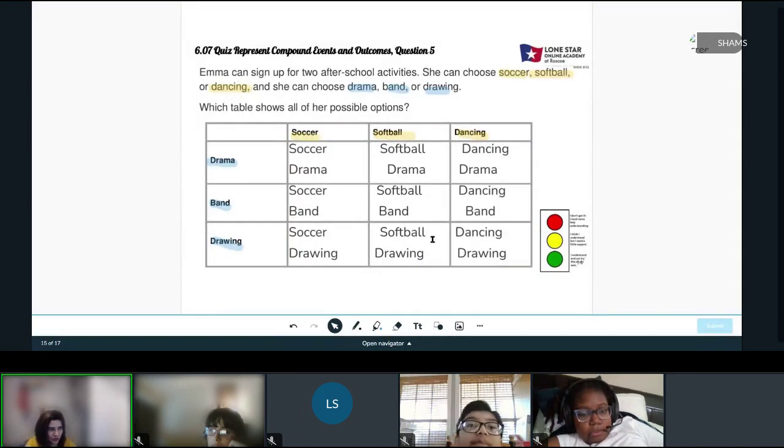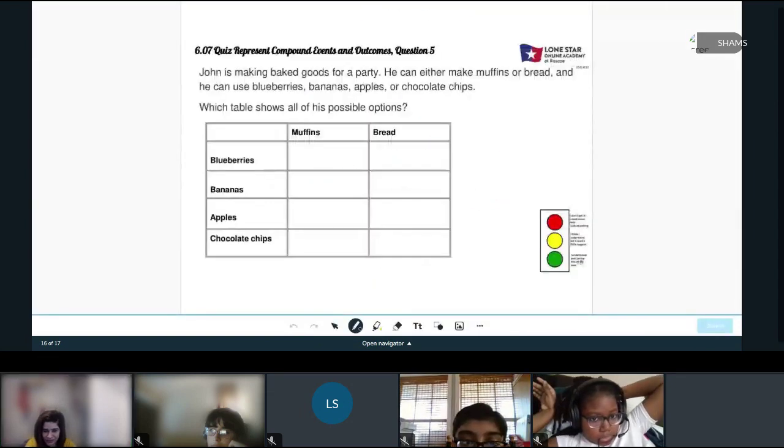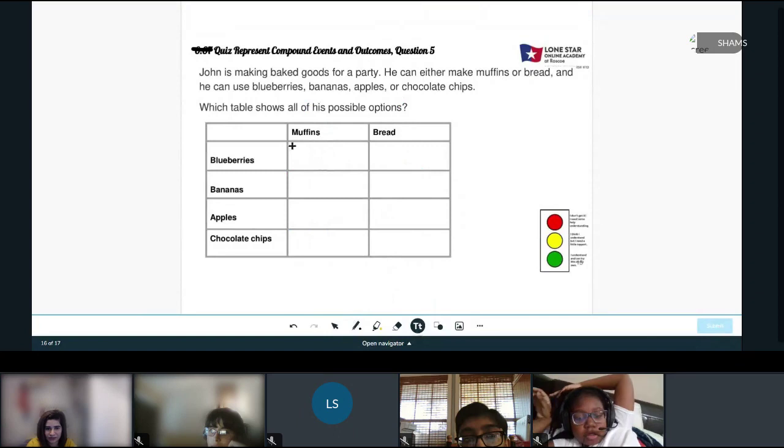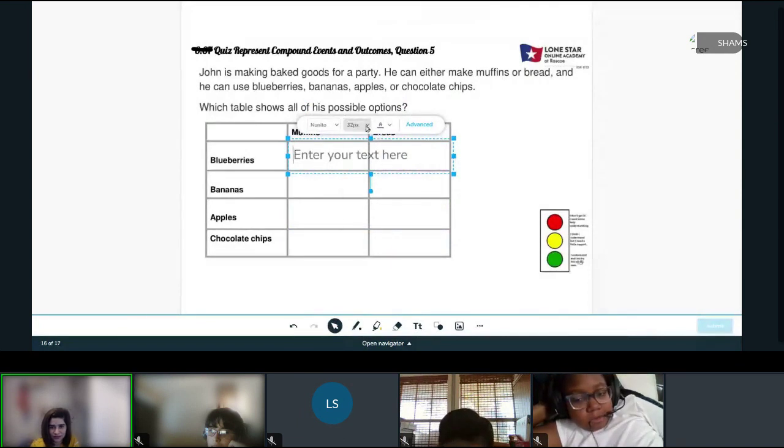We have 2 more charts to complete. Here is question 5, variety 2. We will just take this name out so it's not confusing, 6.08. So here we have muffins. We can either do blueberry muffins, or banana muffins, or apple muffins, and chocolate chips, and stuff like that. So we can go ahead and complete the table. And we can reduce our font size so we can fit things in.